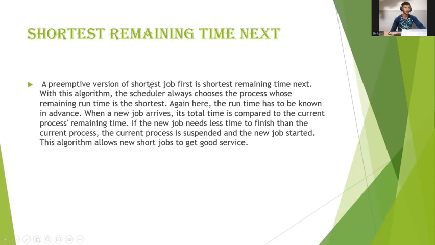Shortest remaining time next. A preemptive version of shortest job first is shortest remaining time next. With this algorithm, the scheduler always chooses the process whose remaining runtime is the shortest. Again, here the runtime has to be known in advance. When a new job arrives, its total time is compared to the current process's remaining time. If the new job needs less time to finish than the current process, the current process is suspended and the new job started. The algorithm allows new short jobs to get good service.